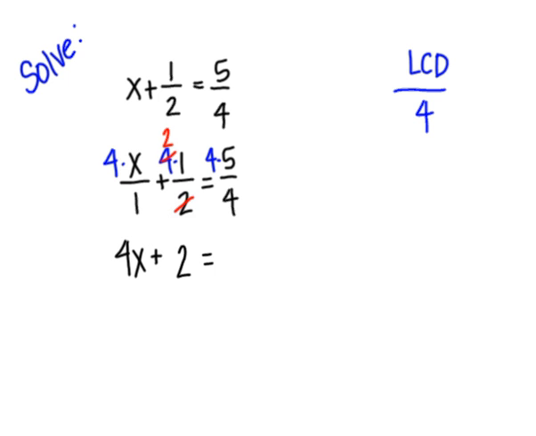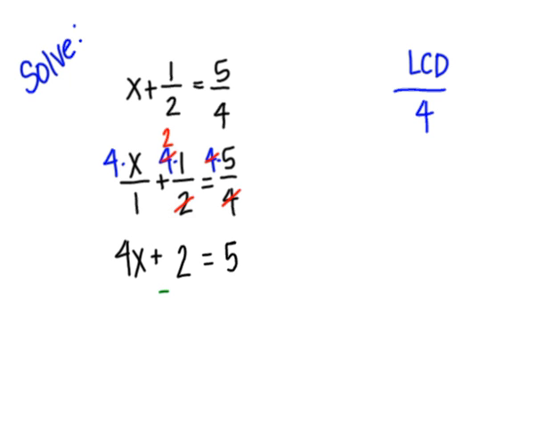On the back side, I have 4 times 5 divided by 4. So the 4's cancel out, and that just leaves you with a 5. I no longer have fractions. To solve it out from here, I have the equation 4x plus 2 equals 5.